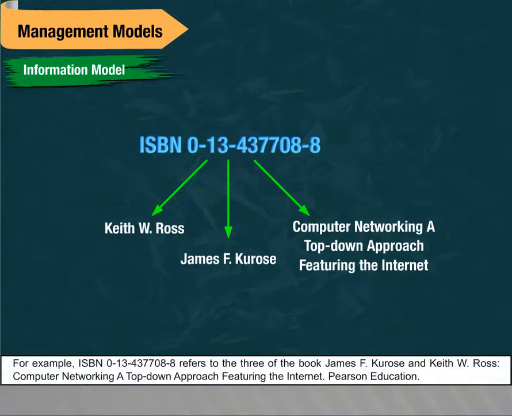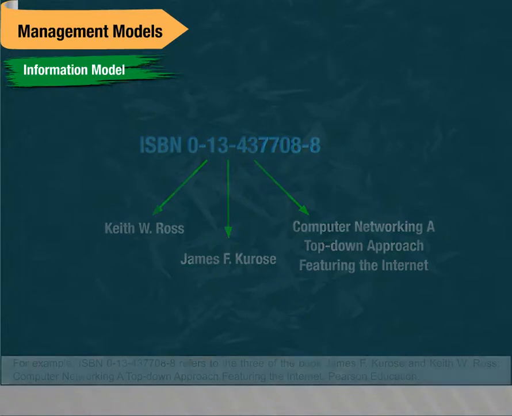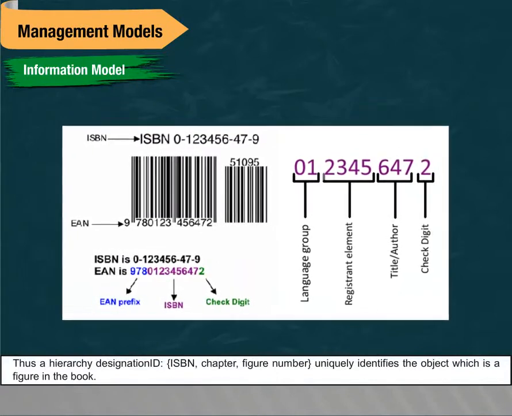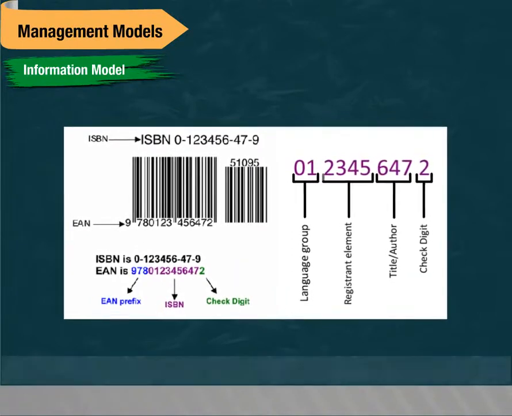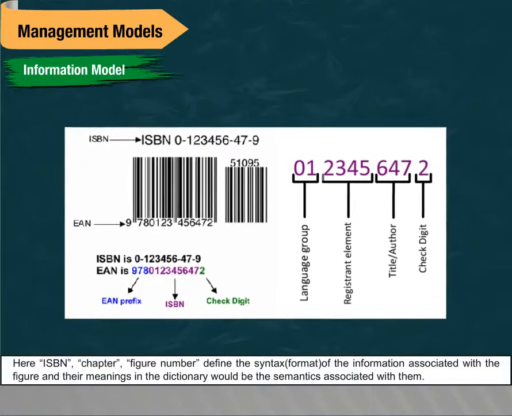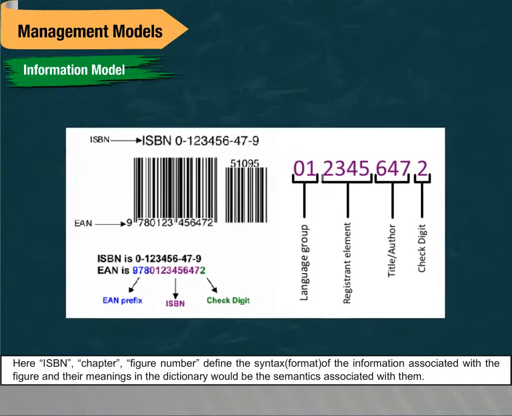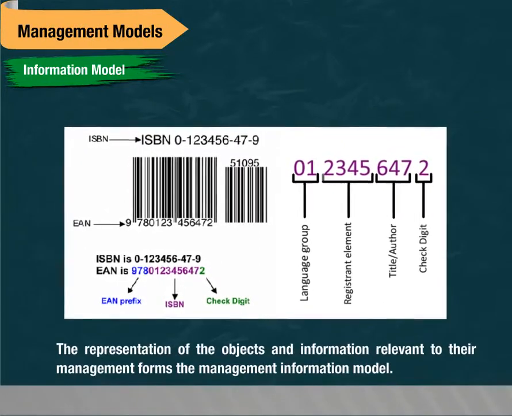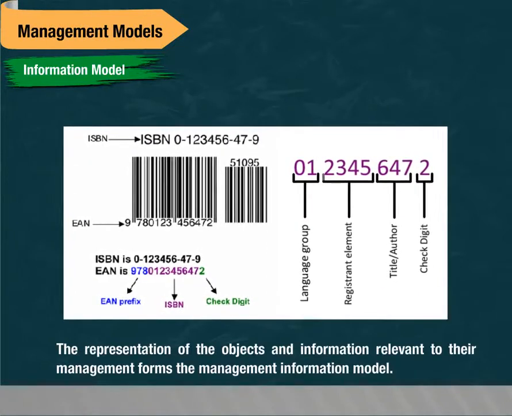For example, ISBN 013437708 refers to the 3rd edition of the book by James F. Kurose and Keith W. Ross, Computer Networking: A Top-Down Approach Featuring the Internet, Pearson Education. Thus, a hierarchy designation ID, ISBN, chapter, figure number uniquely identifies the object, which is a figure in the book. Here, ISBN, chapter, figure number define the syntax, that is, the format of the information associated with a figure, and their meanings in the dictionary would be the semantics associated with them. The representation of the objects and information relevant to their management forms the management information model.